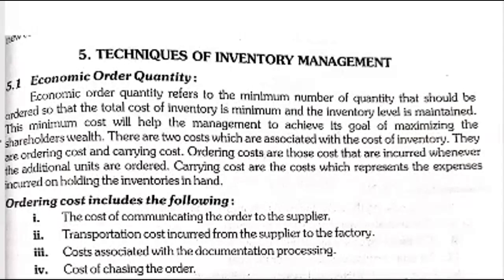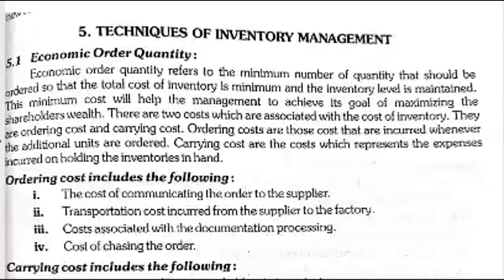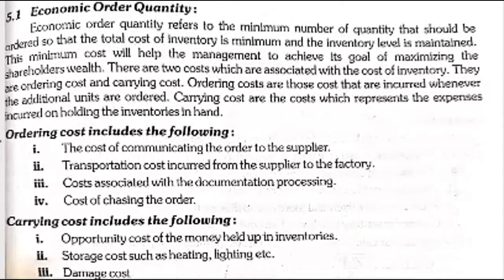Now, there are different categories of ordering costs. For example, if you are placing an order, then you have to communicate. Sometimes you need to communicate to the supplier. The cost incurred in communicating to the supplier is an ordering cost. Similarly, the transportation cost incurred is also an ordering cost. Similarly, the cost incurred in documentation processing is also an ordering cost. These are all different categories of ordering costs.